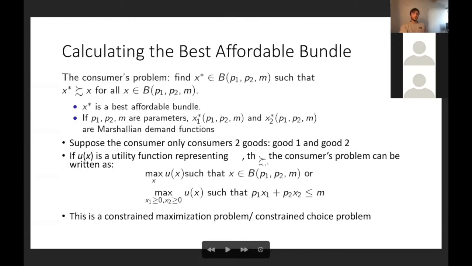So when it comes to actually calculating the best affordable bundle, we're going to be looking for X prime, which is just the optima, or the bundle that has actually been optimized given their constraints and their utility functions, such that X is at least as good as all of the other bundles or all of the other options for the given utility and given bundle set or budget constraint. So we're going to define that again. X prime is the best affordable bundle. We're going to use budget, price of good one, and price of good two as parameters, and then we're going to define both of those as Marshallian demand functions.